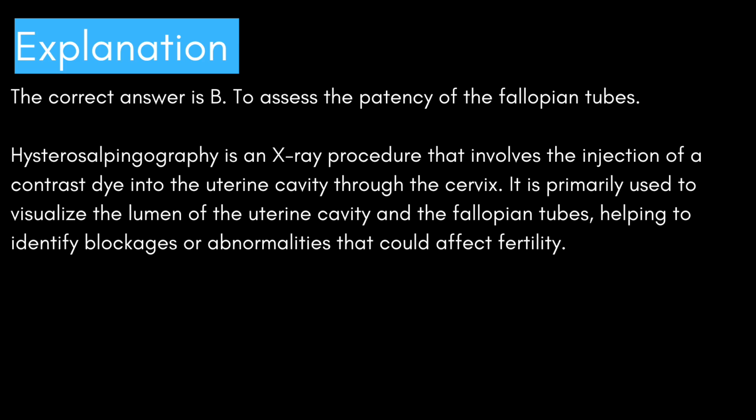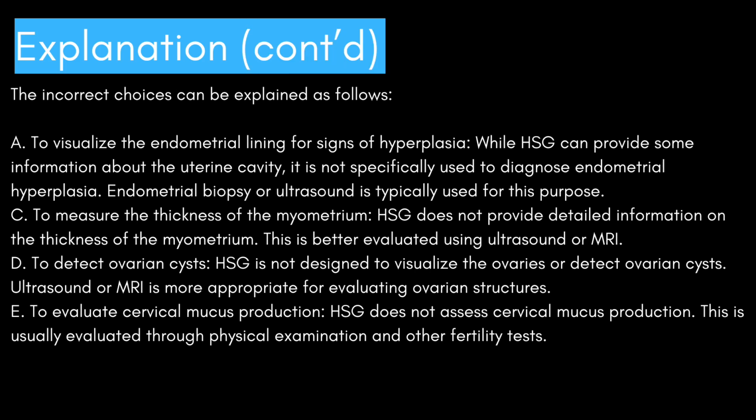Hysterosalpingography is an X-ray procedure that involves the injection of a contrast dye into the uterine cavity through the cervix. It is primarily used to visualize the lumen of the uterine cavity and the fallopian tubes, helping to identify blockages or abnormalities that could affect fertility. All right, let's go ahead and see why the other answer choices are incorrect. The incorrect choices can be explained as follows.